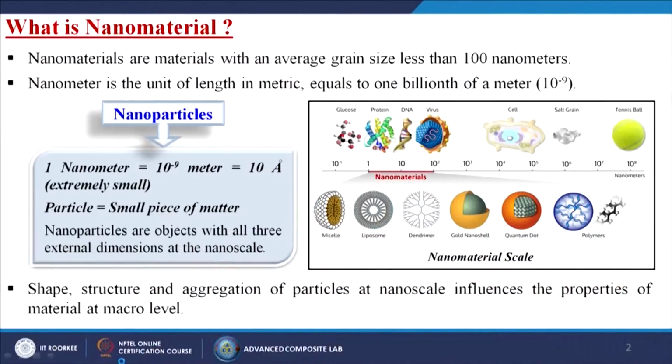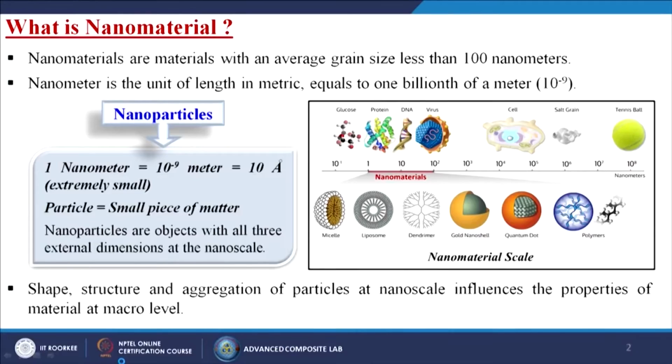Nanomaterials are materials with an average grain size of less than 100 nanometers. A nanometer is the unit of length in the metric system equal to one billionth of a meter, that is 10 to the power minus 9, as we all know. So, what are nanoparticles? 1 nanometer, as I have already told, is equal to 10 to the power minus 9 meter, which is equal to 10 angstrom.